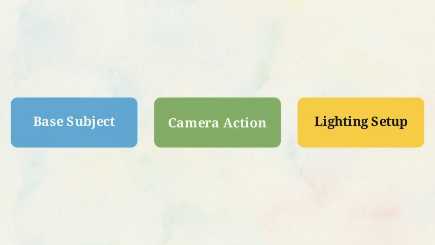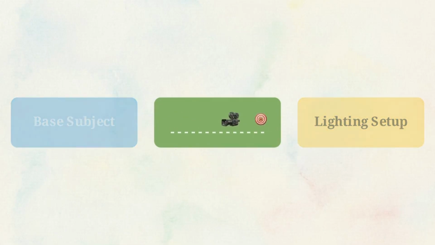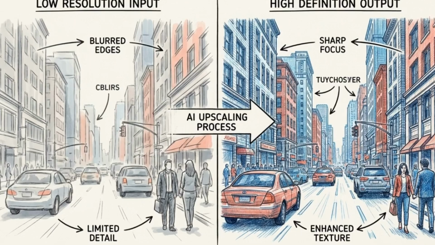Divide your text into 3 distinct layers: base subject, camera action, and lighting setup. Swapping generic commands for technical terms, like a dolly push, forces the AI to calculate depth of field, making the shot look professional. VEO 3.1 handles these complex requests remarkably well.